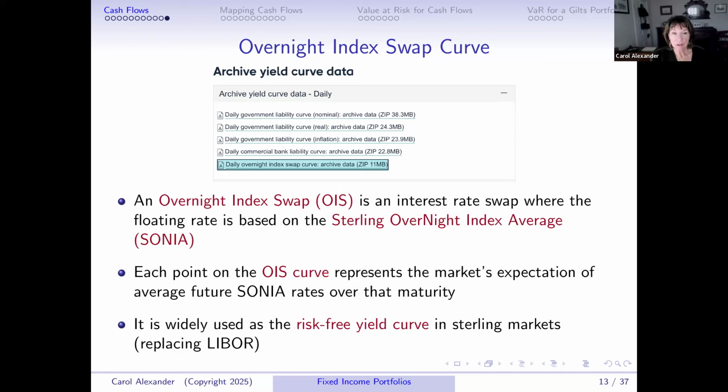So LIBOR, which has problems because of the way it was calculated, there were many scandals about the rigging of LIBOR rates by banks colluding in chat rooms. Instead, we use this SONIA curve, which is not so susceptible to fraud. So that's all I'm going to say about the slides, but I want to now show you the data.